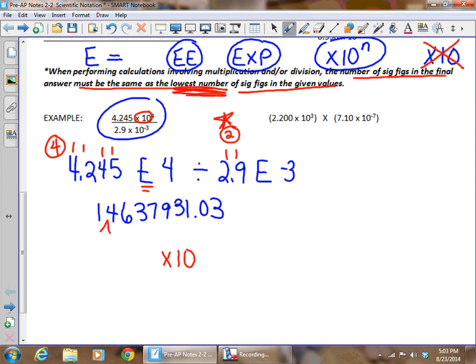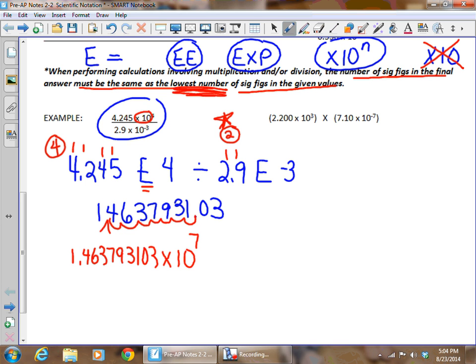Let's look at how many places we need to move it. 1, 2, 3, 4, 5, 6, 7 places. A number bigger than 1 means that's a positive 7. So we end up with 1.463793103 times 10 to the 7th.